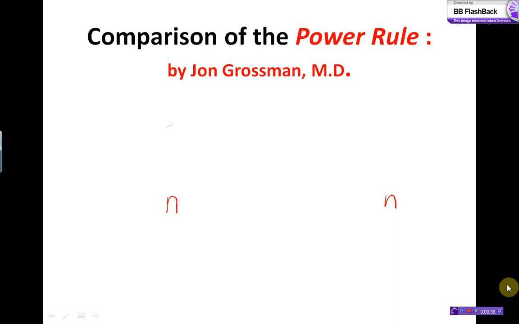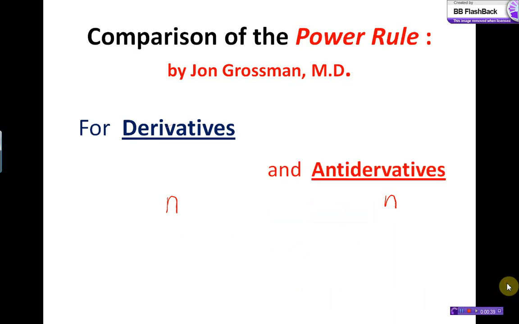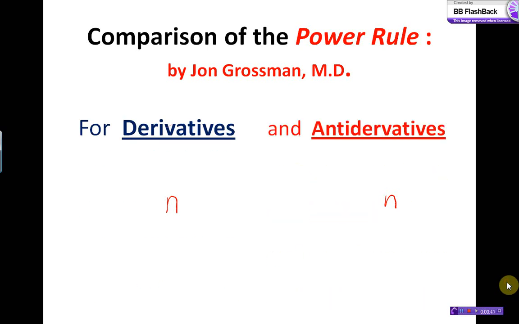Comparison of the power rule for derivatives and antiderivatives. Hi, I'm Dr. Grossman, and there's our power functions.